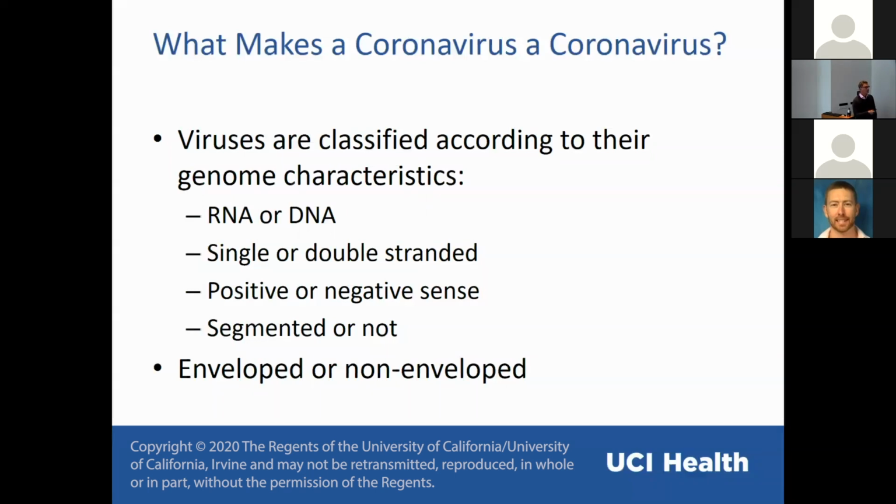So viruses are generally classified according to their genomic characteristics. They're either RNA viruses or they're DNA viruses. That RNA or DNA is either single or double-stranded. It's either, in the case of RNA, positive or negative sense, and it can be segmented or just one whole piece of RNA or DNA. And then we also classify viruses as to whether they're enveloped, which they generally pick up when they bite off a whole cell, or non-enveloped.